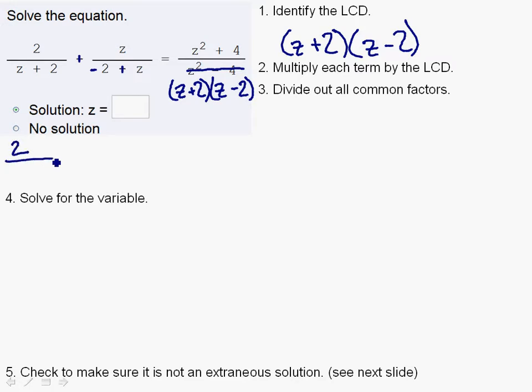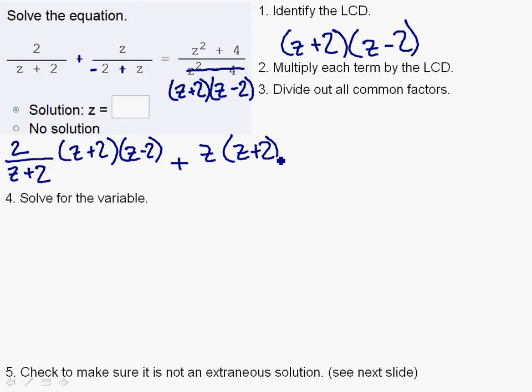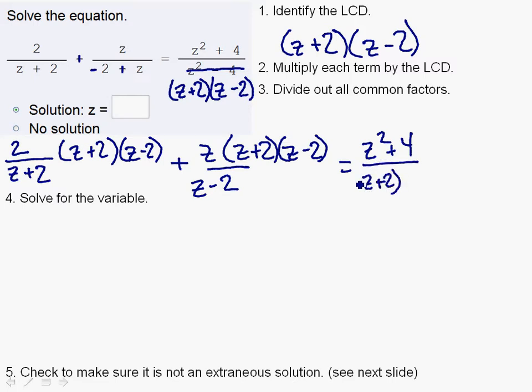So I have 2 over z plus 2 times z plus 2 z minus 2, plus z times z plus 2 and z minus 2 divided by z minus 2, and that equals z squared plus 4 over z plus 2 and z minus 2 times z plus 2 and z minus 2.